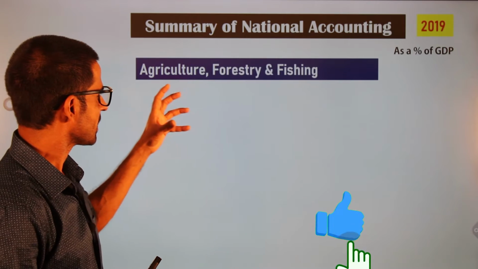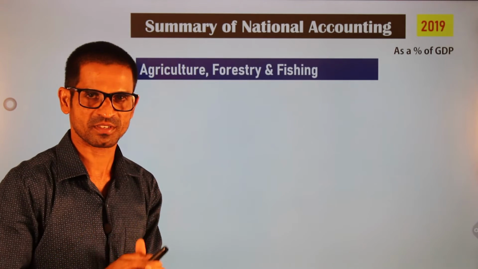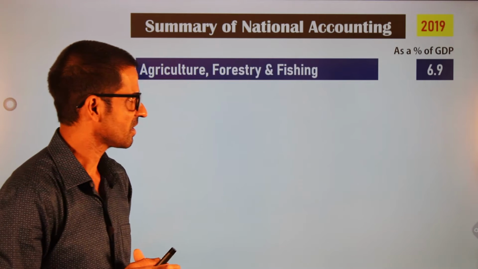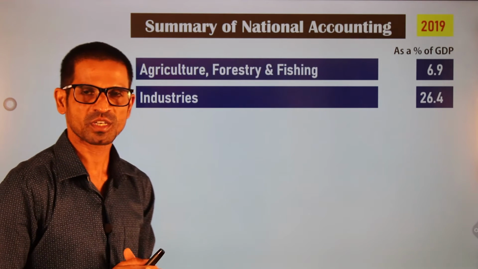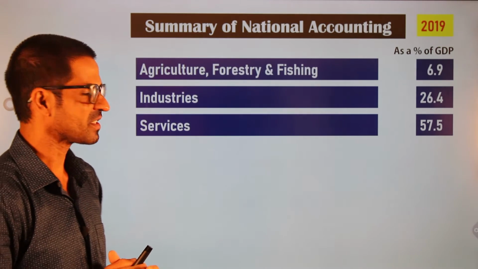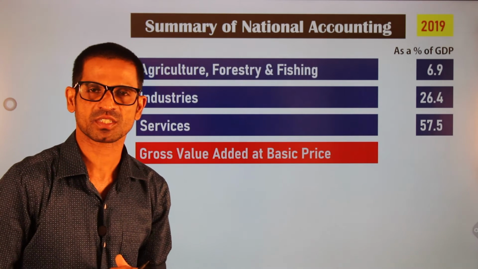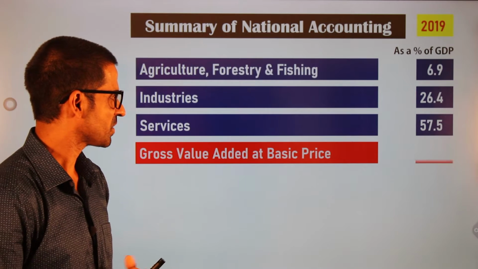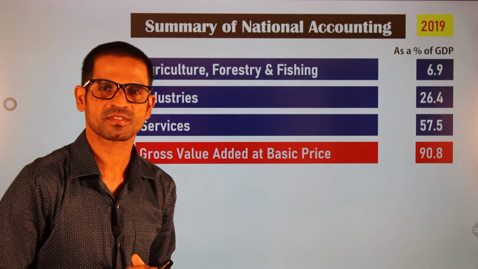You know, in the output method, agriculture, forestry and fishing, and then industries and services contribute to gross value added. The contribution of agriculture, forestry and fishing is 6.9 as a percentage of GDP, and the contribution of industries is 26.4, and then the contribution of services, that's the largest sector, is 57.5. When you add them all, you get gross value added at basic price, which is 90.8. The addition of contribution of agriculture, industries and services.